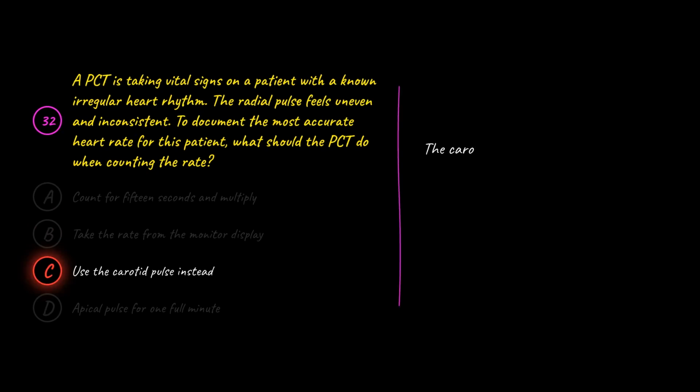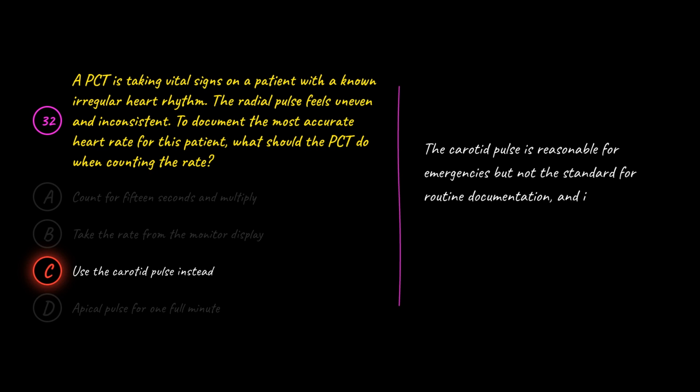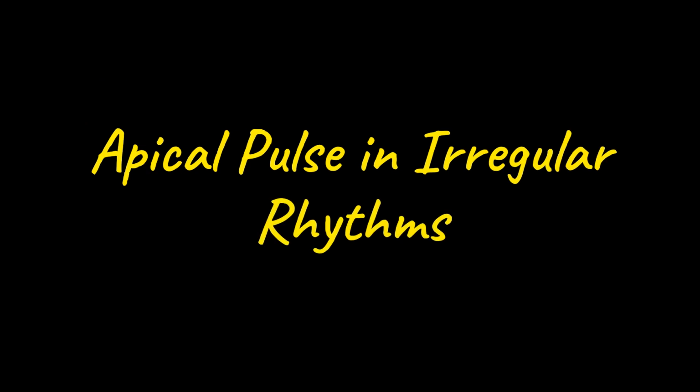C is wrong because the carotid pulse is reasonable for emergencies but not the standard for routine documentation, and it shares the same problem of missing weakly perfused beats that the radial site has. When a patient has an irregular heart rhythm, the standard radial pulse count isn't reliable. Some beats contract with so little force that they never reach the wrist, but they still happen.